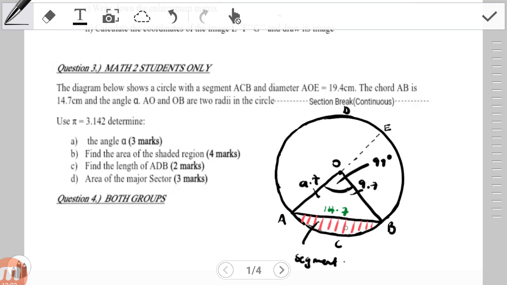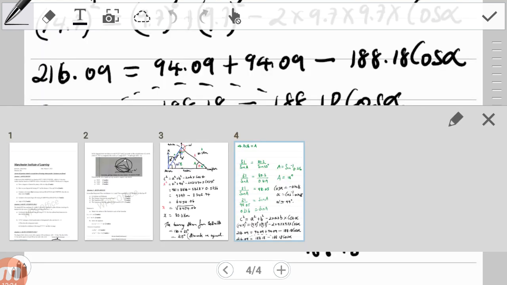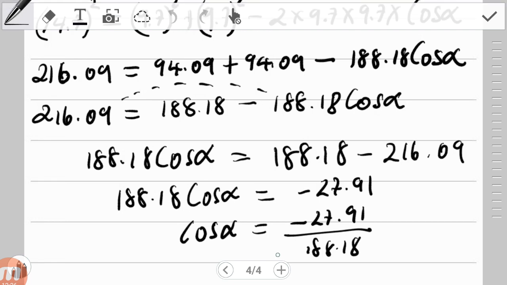So if you're going to find this red portion here, we're going to need to take away the area of the triangle from the area of the sector. If we subtract the area of the triangle from the area of the sector, we're going to get the area of the segment. And so that is how we go about doing that particular problem.